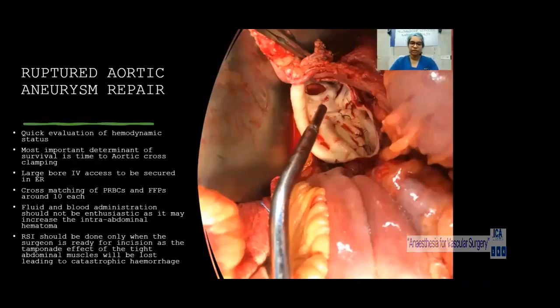Fluid and blood administration should not be enthusiastic, as it may increase the intra-abdominal hematoma and be deleterious to the recovery of the patient. Also, rapid sequence induction should be done only when the surgeon is ready for incision, as the tamponade effect of the tight abdominal muscles will be lost upon induction of anesthesia, and this leads to catastrophic hemorrhage.